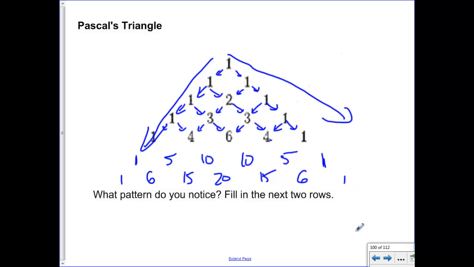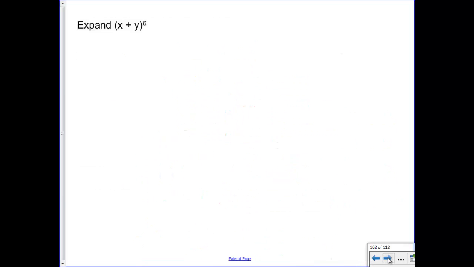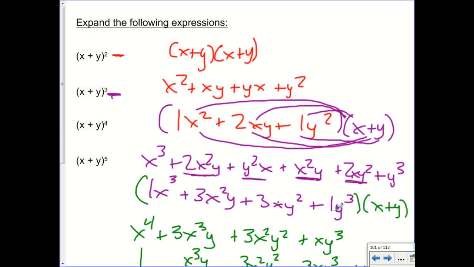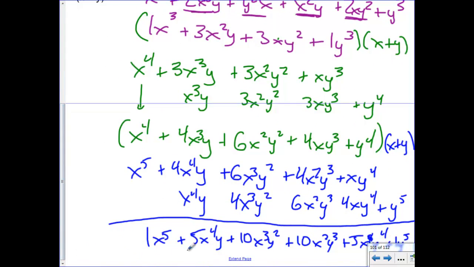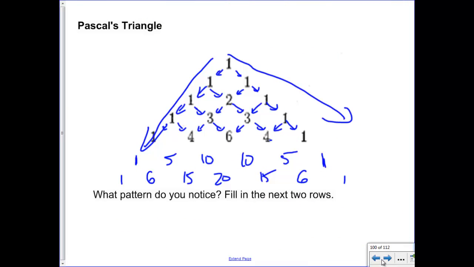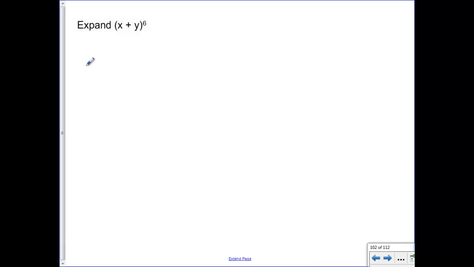Good for him. Okay, let me relate this to our next problem here. I want us to expand this. Wait, we don't have to. Yeah, that's the point. So where did we finish off? We just finished off on the row of 1, 5, 10, 10, 5, 1. So the next row should be 1, 6, 15, 20, and then back down again: 15, 6, 1.